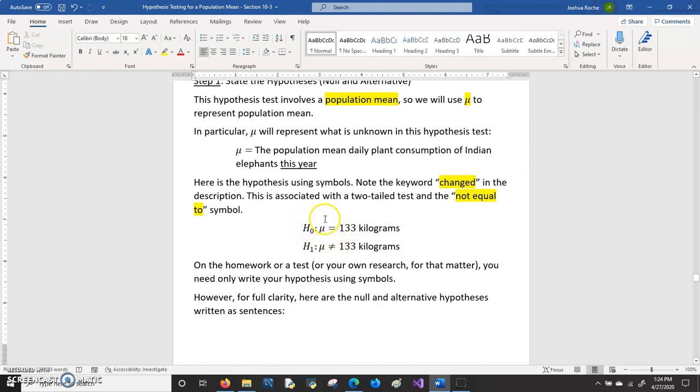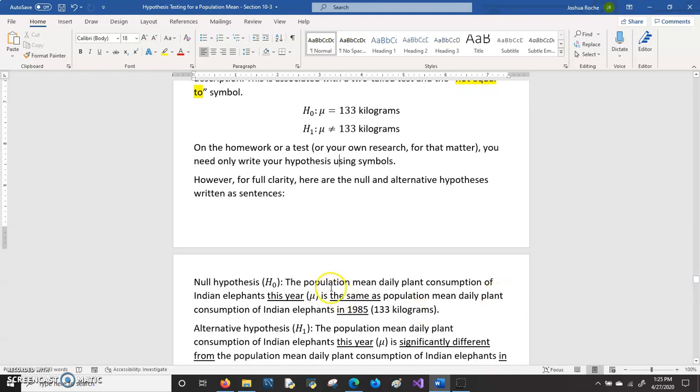So the null hypothesis is that the population mean plant consumption of elephants this year is just the same as their mean consumption in 1985. The alternative hypothesis is that the population mean plant consumption of elephants this year is now different or changed from what it was in 1985. And for full clarity, again, I've written both of these hypotheses as sentences, but you don't need to write those sentences for a quiz or test. You just need to write those symbols.